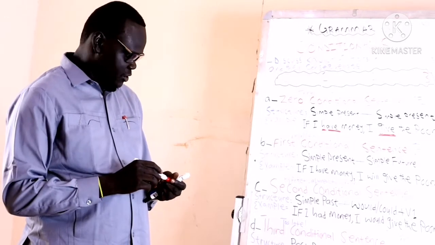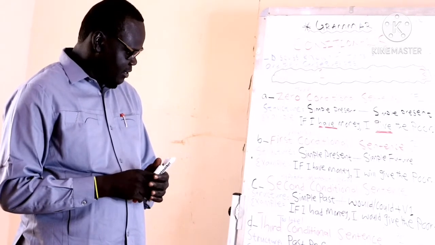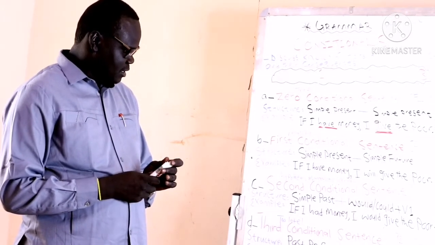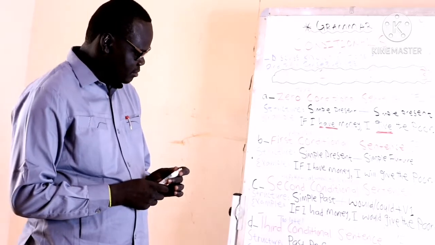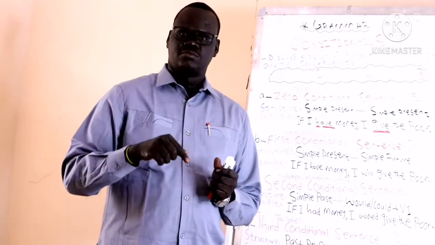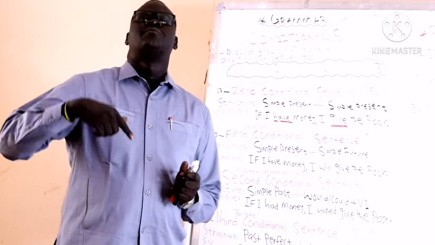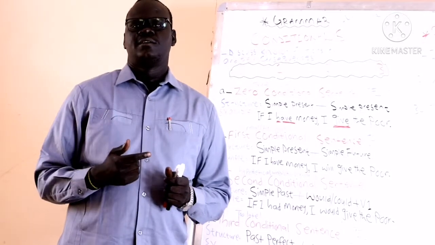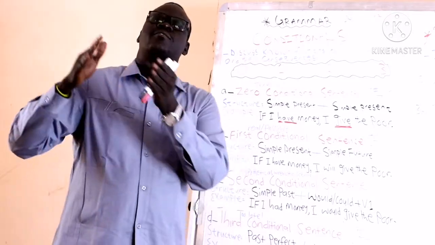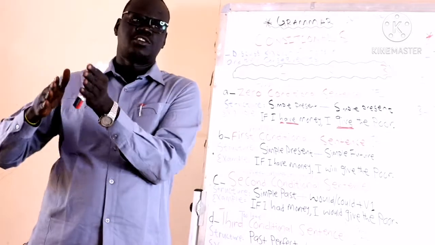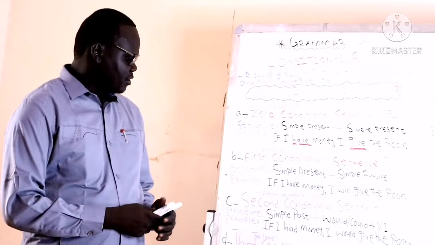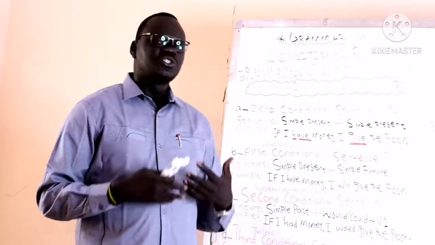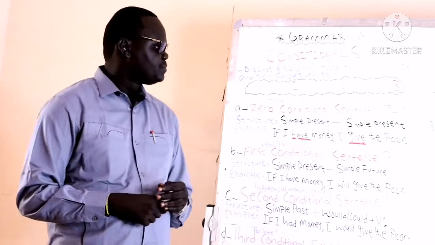Another example for this one. You can say, if I had known that person, I would have befriended him or her. If I had done this, I would have done the other one. So it is contingent on something else, because it tells things which are too late to be done.